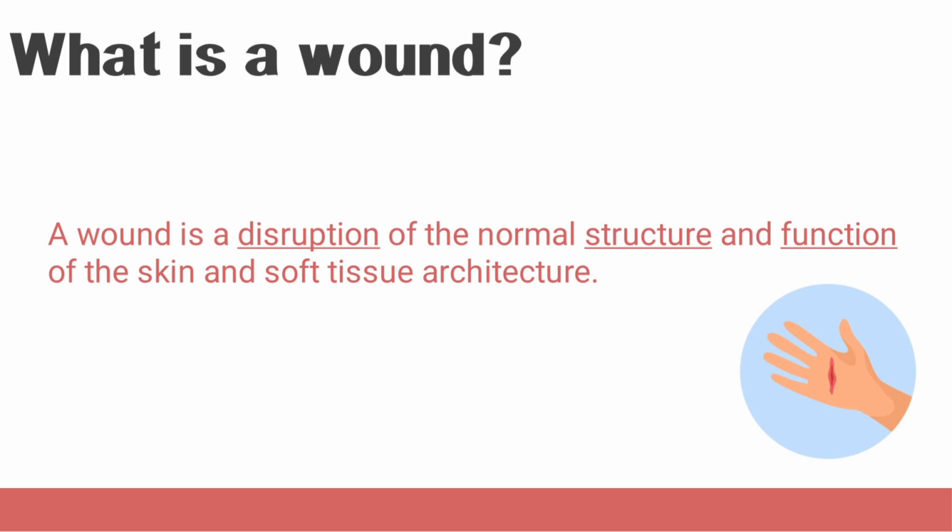So first of all, what is a wound? A wound is a disruption of the normal structure and function of the skin and the soft tissue architecture. A very important thing to understand is that it is the disruption of the normal structure, and due to the disruption, the function of the skin and the soft tissue architecture is disturbed.